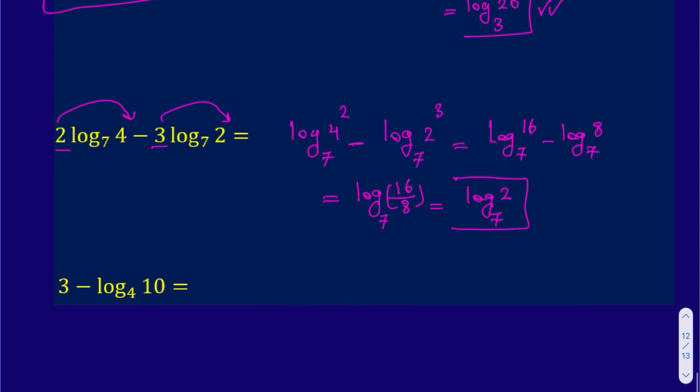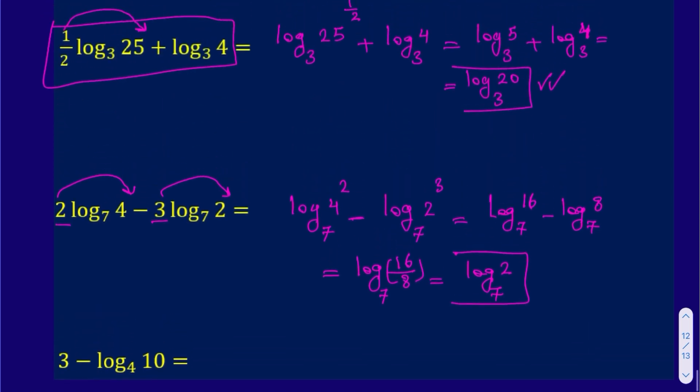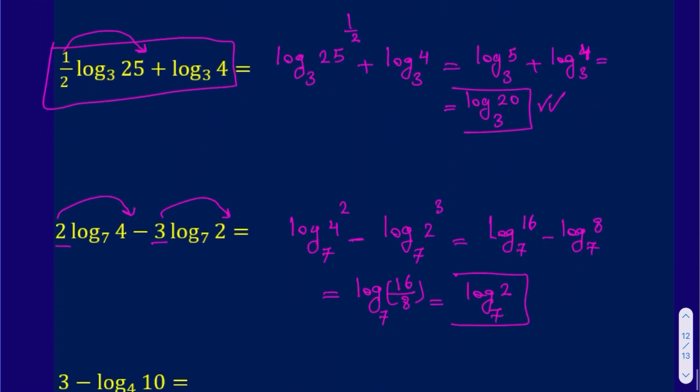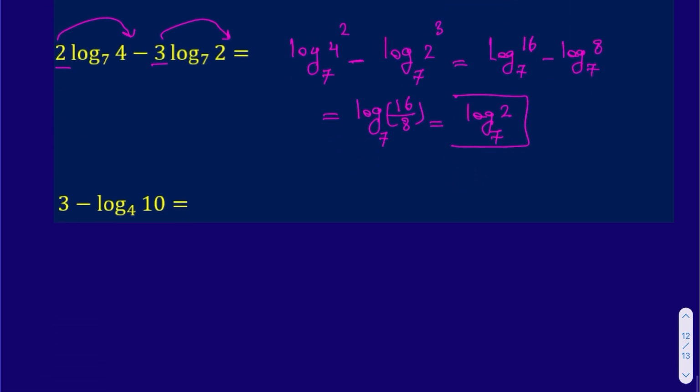And the last one, which is 3 minus log 10 to base 4. How can we write it as a single logarithmic function? We see here there is a number, so it's not a logarithmic function. Before, whatever we studied, they were all logarithmic functions, but this one is only a number. So how do we subtract this logarithmic function from 3?